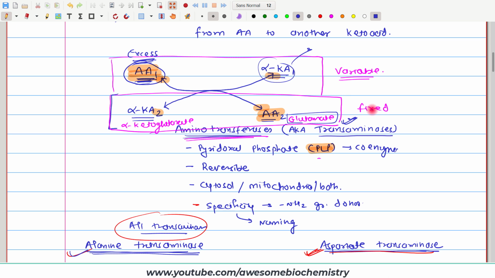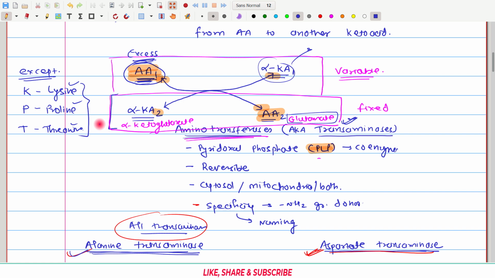And one very important thing, all amino acids can undergo transamination reaction except for 3 amino acids. These 3 amino acids are K, P and T. These are the one letter codes for the amino acids. K means lysine, P means proline and T means threonine. So, all amino acids except for lysine, proline and threonine can undergo transamination reaction.